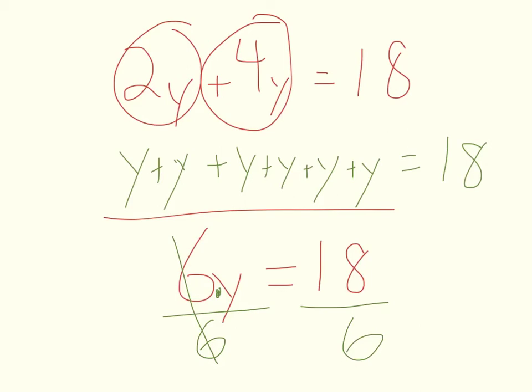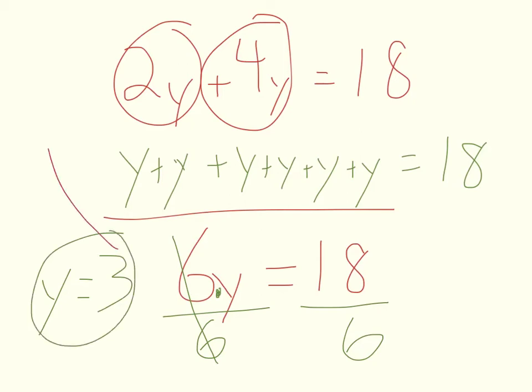Now, 18 divided by 6, let's get those fingers pumping. It's not 2, it's not 5, it's something else. Oh, right. It's 3, obvious. Why didn't I think of that? y equals 3. Okay, now we go back and check.